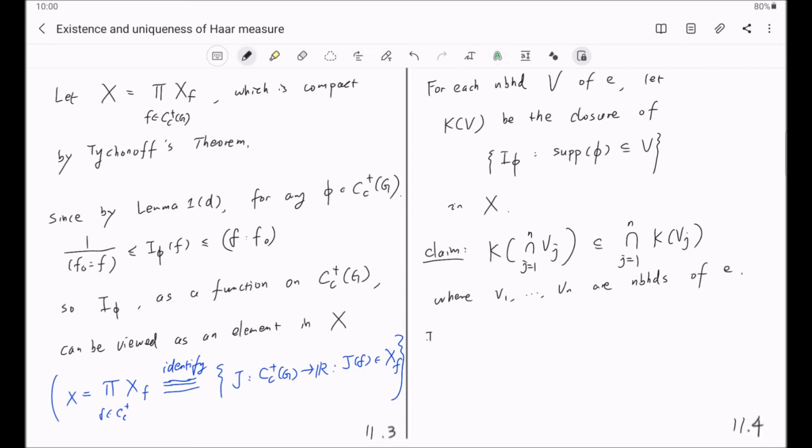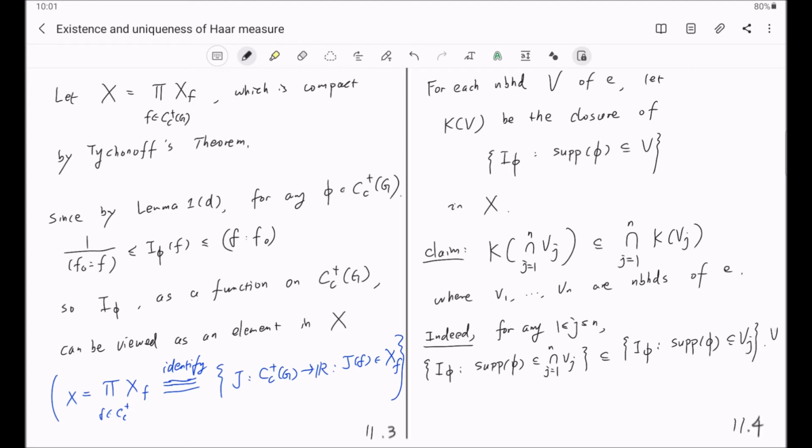This claim holds because, indeed, for any j from 1 through n, this set of I sub phi, where the support of phi is contained in the intersection of V_j's, where j is from 1 through n, is contained in the set of I sub phi, where the support of phi is contained in V sub j for any j.